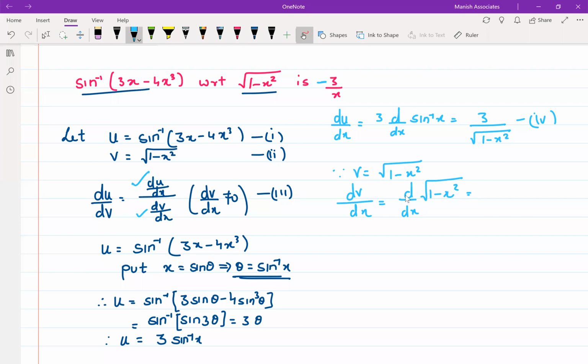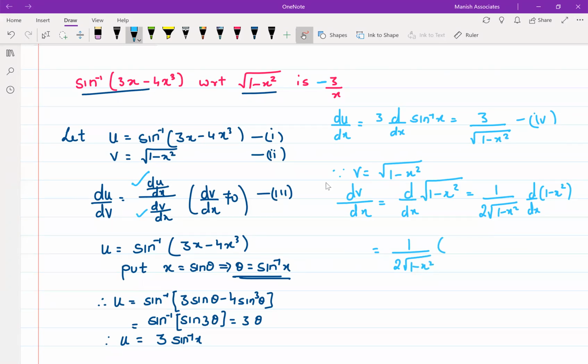This is similar to what? Root u. What is the derivative of root x? It is 1 upon 2 root x. So what will be the derivative of root u? It will be 1 upon 2 root u into d by dx of u, which is 1 minus x square. That is equal to 1 upon 2 root of 1 minus x square.